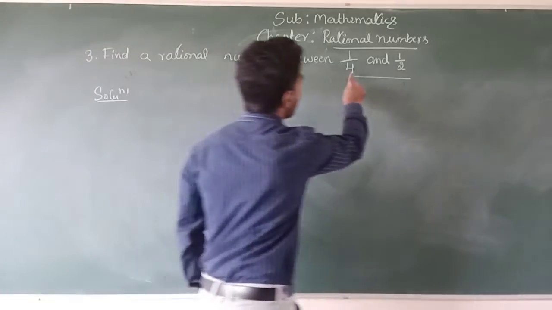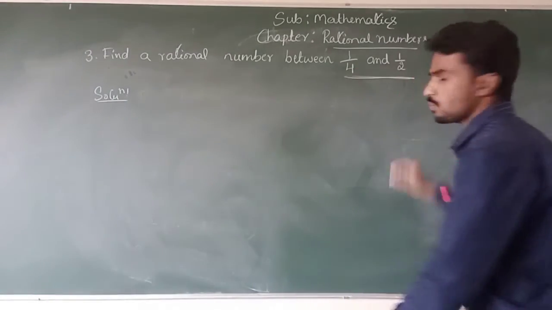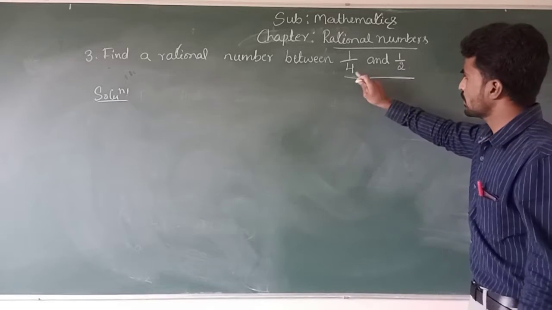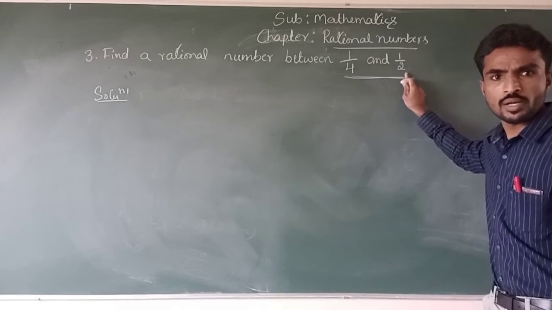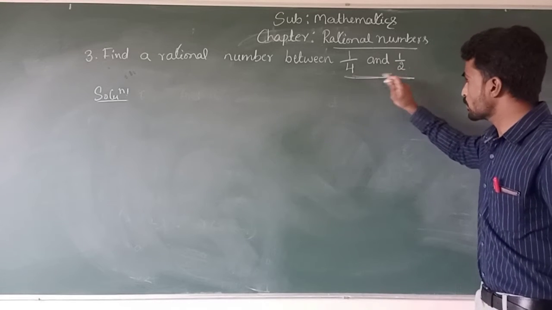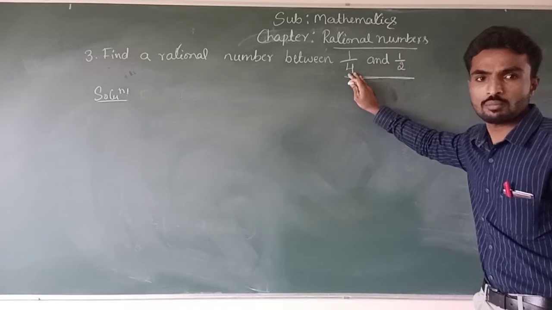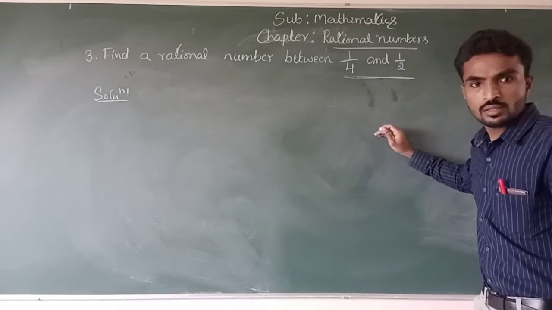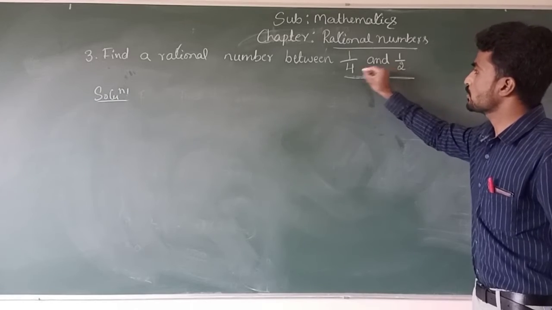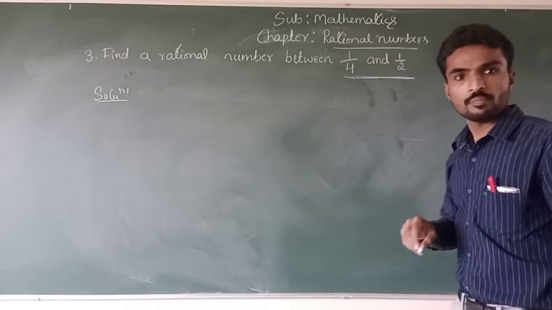Find a rational number between 1 by 4 and 1 by 2. We can find just one rational number in between 1 by 4 and 1 by 2. That is very easy. We can find the mean of these two numbers, which is also a rational number. That number is in between these two rational numbers.